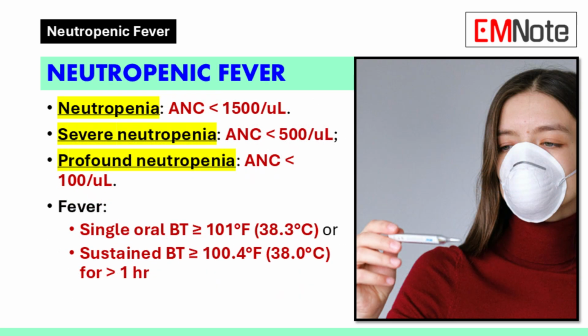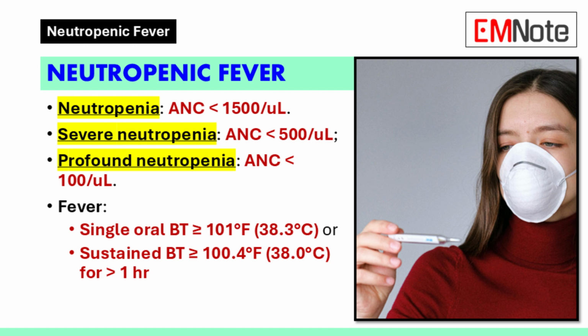Neutropenic fever, also known as febrile neutropenia, is a condition that occurs when neutropenia is accompanied by a fever. Neutropenia is defined as an absolute neutrophil count of less than 1,500 cells per microliter. The risk of infection increases significantly with severe neutropenia, which is defined as an absolute neutrophil count below 500 cells per microliter. Profound neutropenia occurs when the absolute neutrophil count is less than 100 cells per microliter.